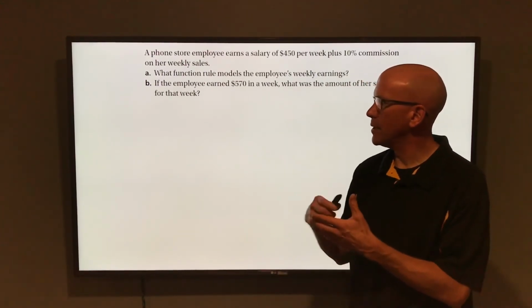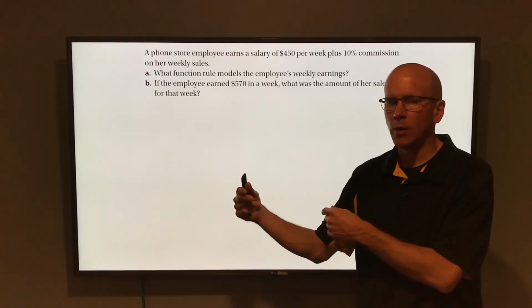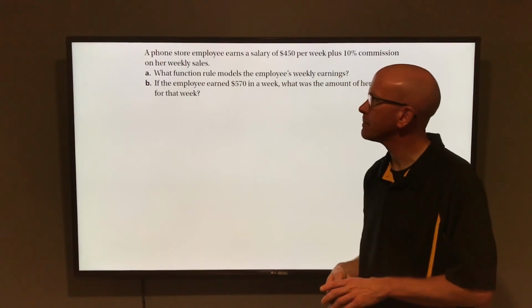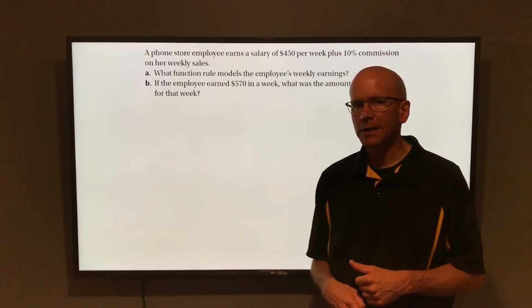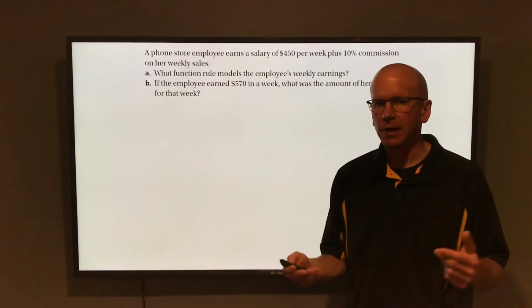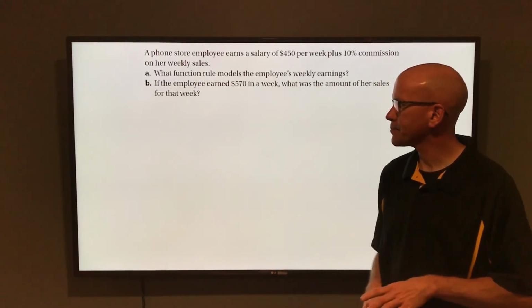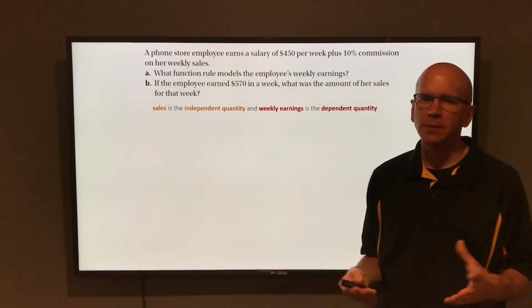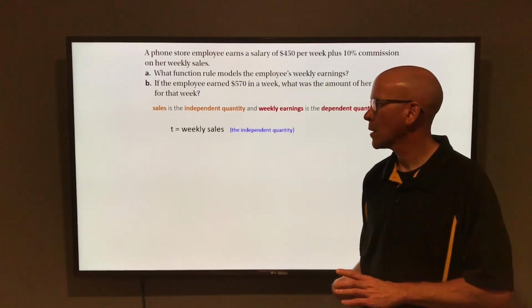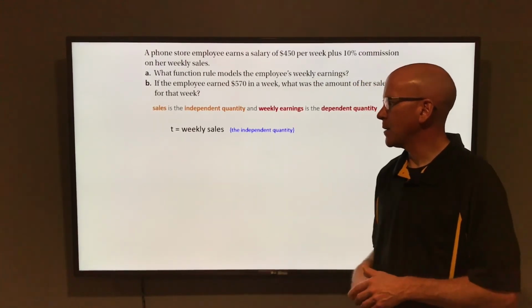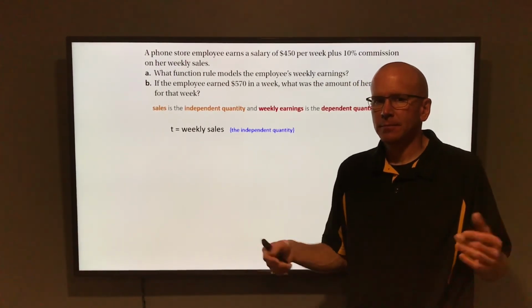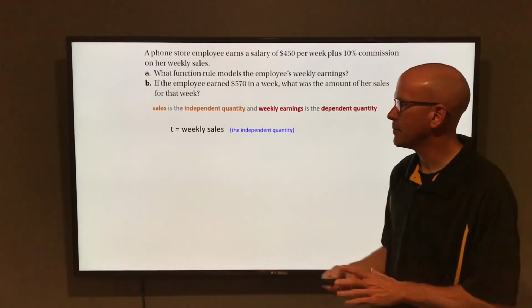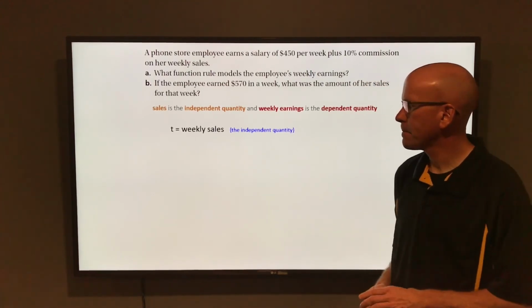So back to independent quantity, dependent quantity. The independent quantity is the amount of money she brings in selling phones, or the amount of phones that she sells. The dependent quantity is the paycheck, or her weekly earnings. So sales is the independent quantity, weekly earnings is the dependent quantity. I'm going to start by letting T equal the weekly sales. No reason why we're choosing T. You can use X, Y, Z, S for sales if you want to. That doesn't matter. But I'll say T is the weekly sales.